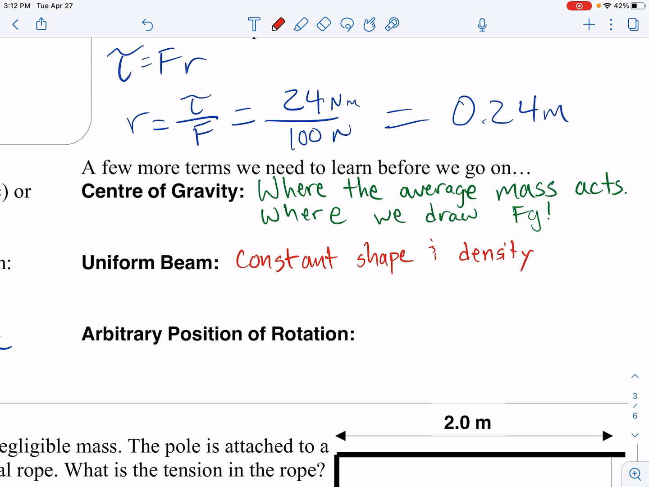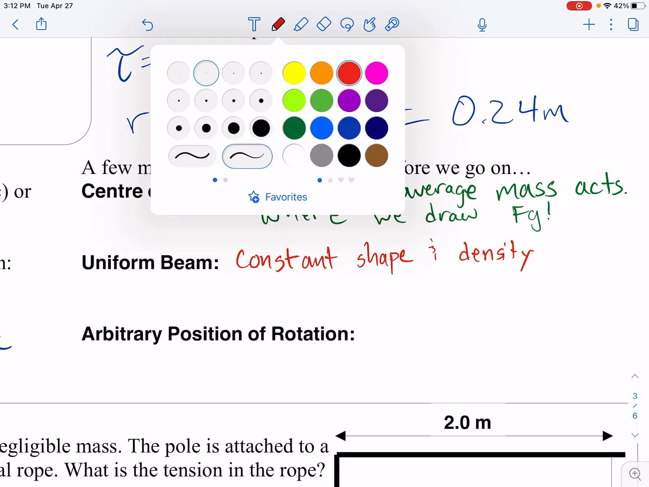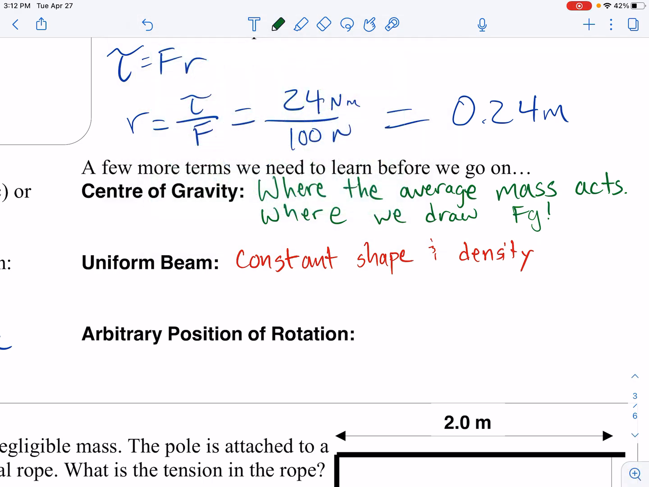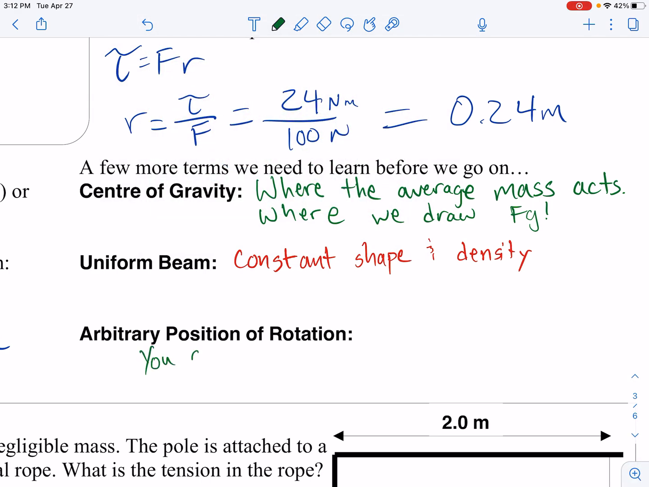Okay, and finally, arbitrary position of rotation. If we have an object that we know we're going to rotate, and we're not given a pivot point, that means that you get to choose the location of your pivot. All right, so just a couple terms to look out for. So you choose the location of the pivot.